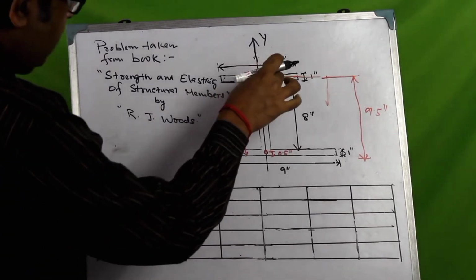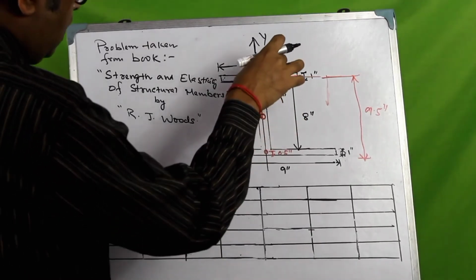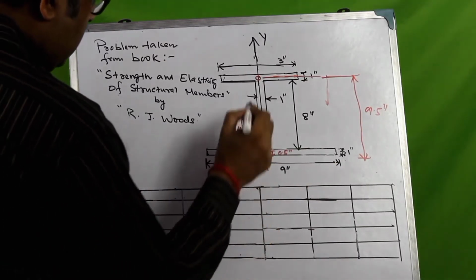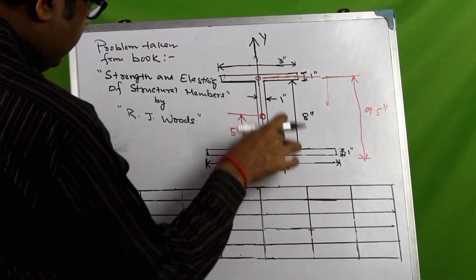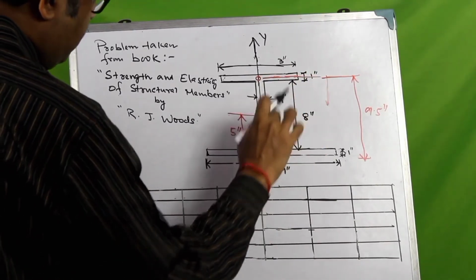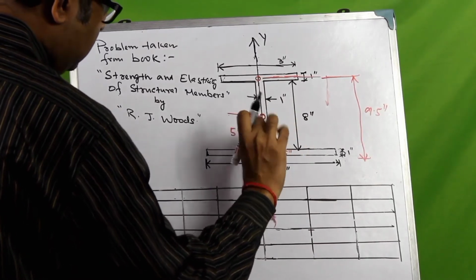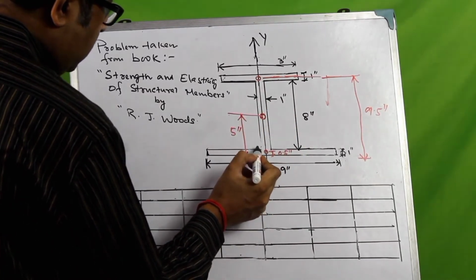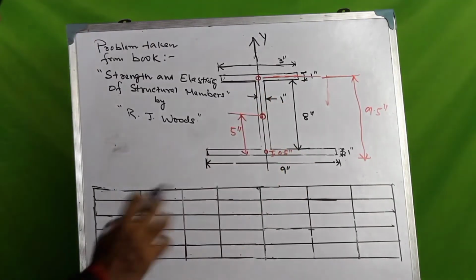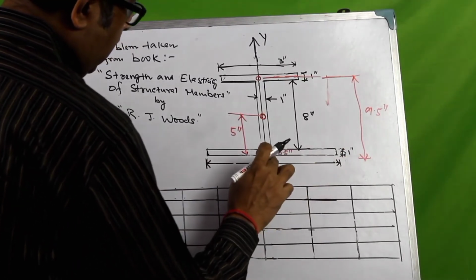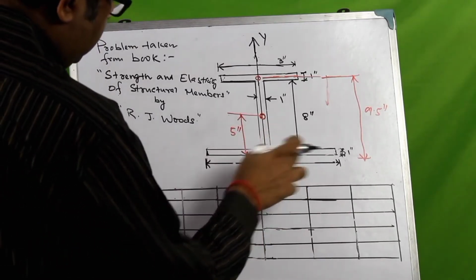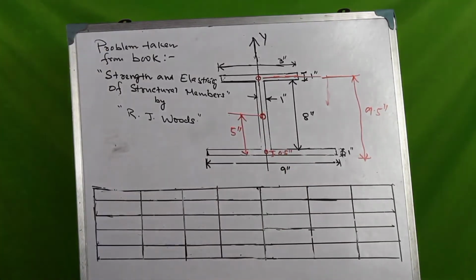Now, let us identify the distance of the centroid of the area of the web from the bottom of the bottom flange. Again, this is a rectangle, so its depth is 8 inches. So the centroid would be at half of this distance. So it is at 4 inches from the top of the bottom flange. So it is 4 inches plus 1 inch would give 5 inches. And similarly, for the bottom flange, the distance of its centroid from the bottom of the bottom flange is 0.5 inches.